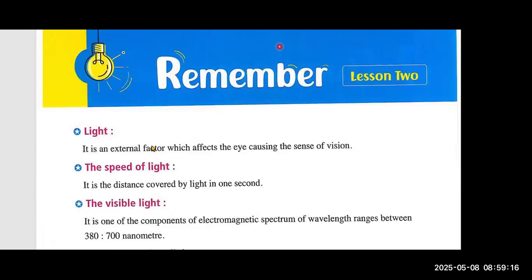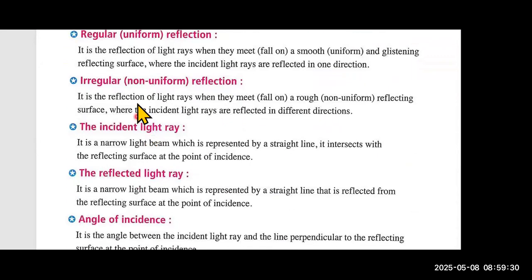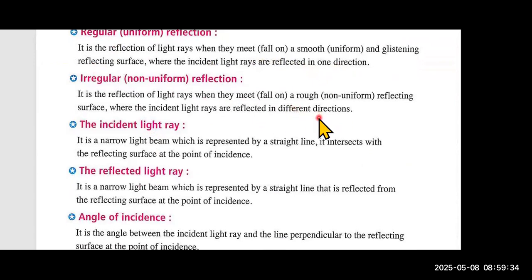We have two types of reflection, regular and irregular. We can classify both of them according to the reflecting surface. Reflection is the light turning back in the same medium. Regular is in one direction, irregular is in different directions.